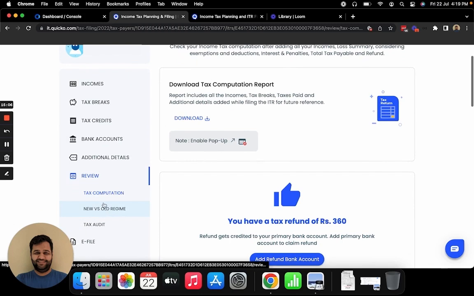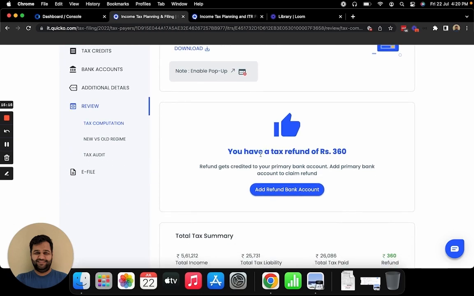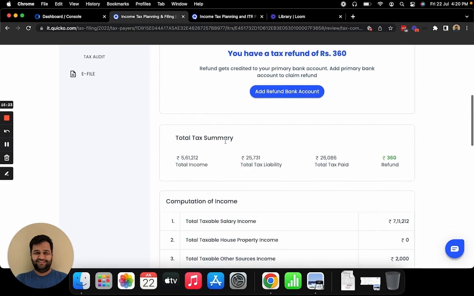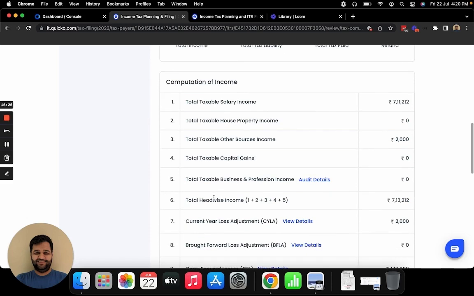So once you click on review, you see 3 tabs here: tax computation, new versus old regime, and tax audit. Let's walk through each one of them. So tax computation essentially shows me if I'm getting a refund or there's a tax liability. If there's a tax liability, I'll have to pay it before I can file my return. And it shows me the breakdown of my tax computation, right?